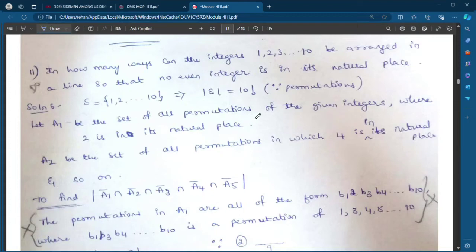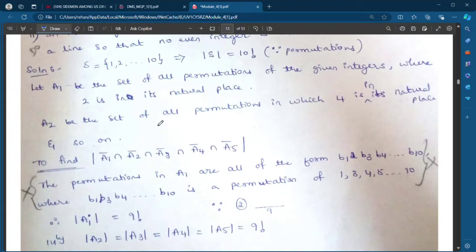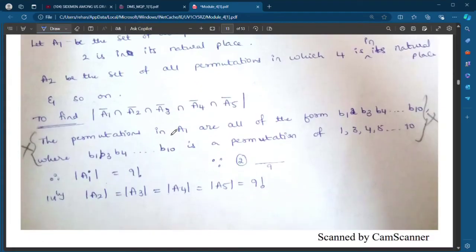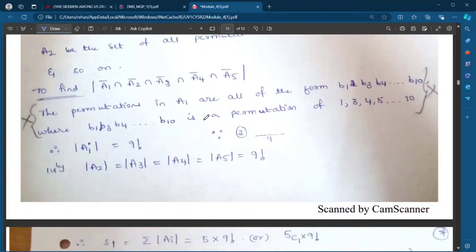So let A1 be the set of all permutations of the given integers where 2 is in its natural place. A2 is the set of all permutations in which 4 is in its natural place. Then so on, up to A5, where 10 is in its natural place: 2, 4, 6, 8, 10.